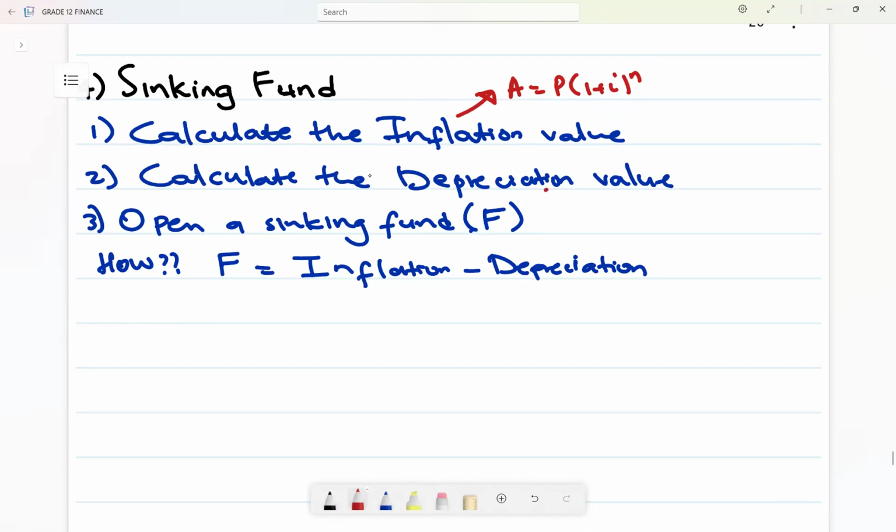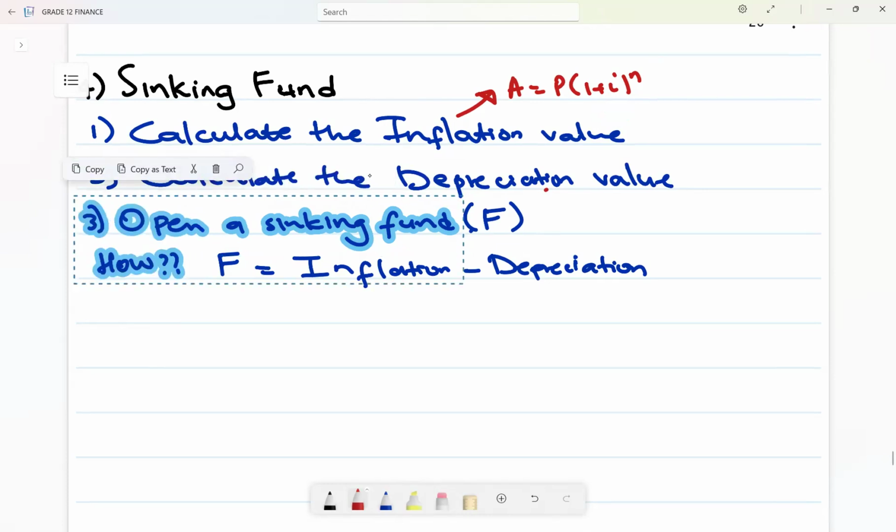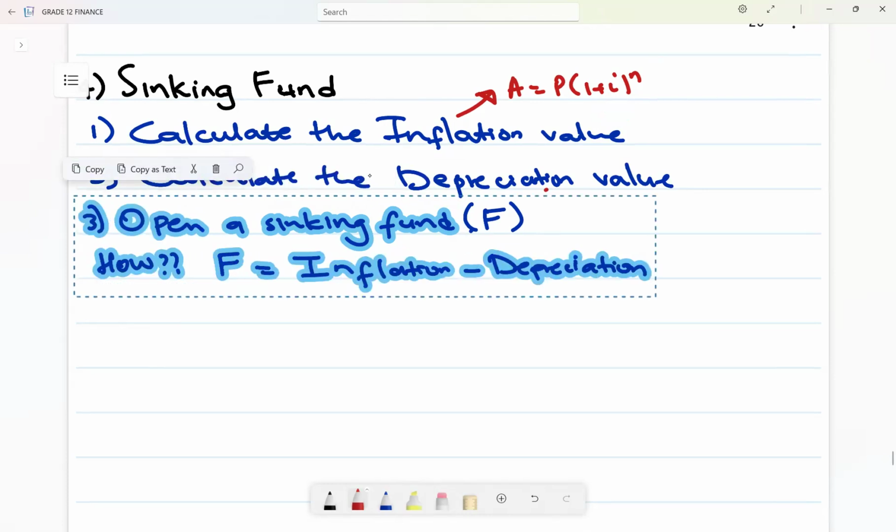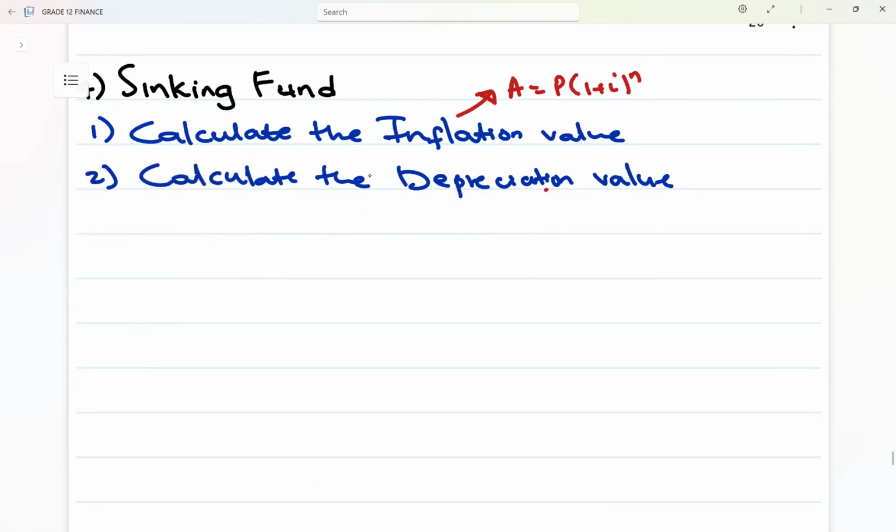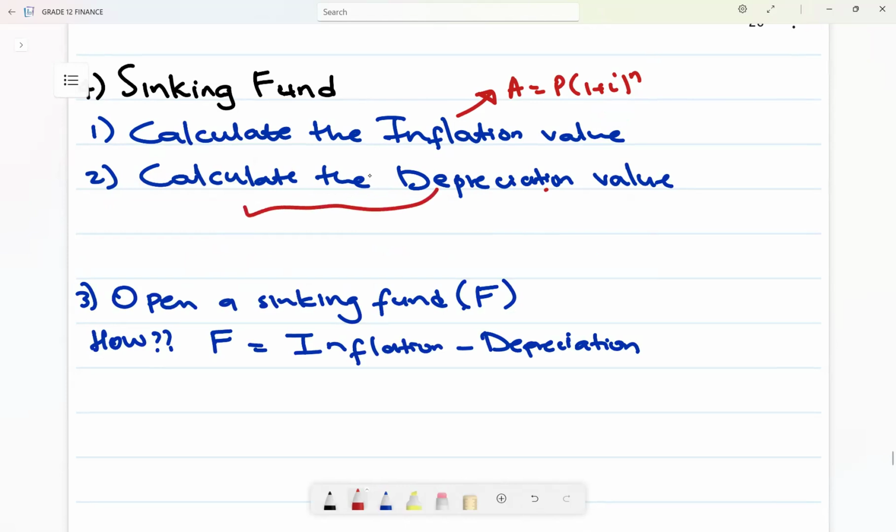As well as the depreciation formula, we have two of them. Let me take this a little bit down here. We have two formulas used for depreciation. When they say straight line method, you're going to use this formula: A is equal to P into 1 minus in. On a straight line method, you're going to use the simple interest, but with a minus, because when it depreciates, it will lose value.